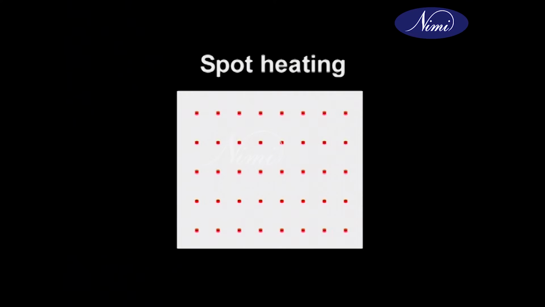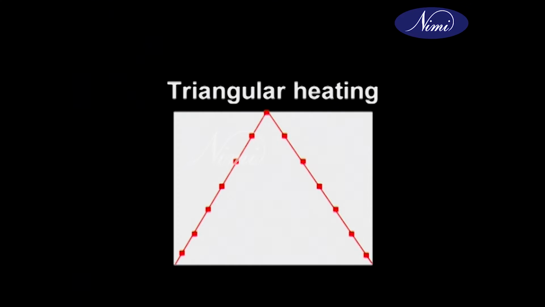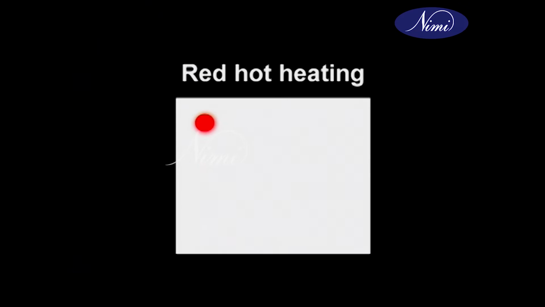In spot heating, heat is applied on a number of spots. In triangular heating, heat is applied on a wedge-shaped area. Red hot heating is used when severe distortion has occurred in a localized area.